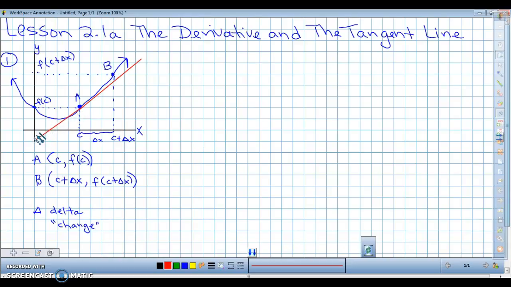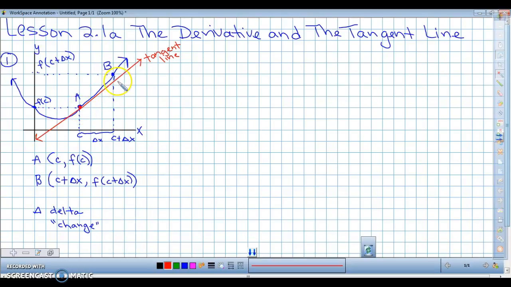Okay, so this is your tangent line right here, the red line. That's what we want to try to figure out the slope of. What would be the slope of that line? Well, to find the slope of a line through that point right there, you have to have two points. Well, a tangent line is tangent at just one point on a curve.